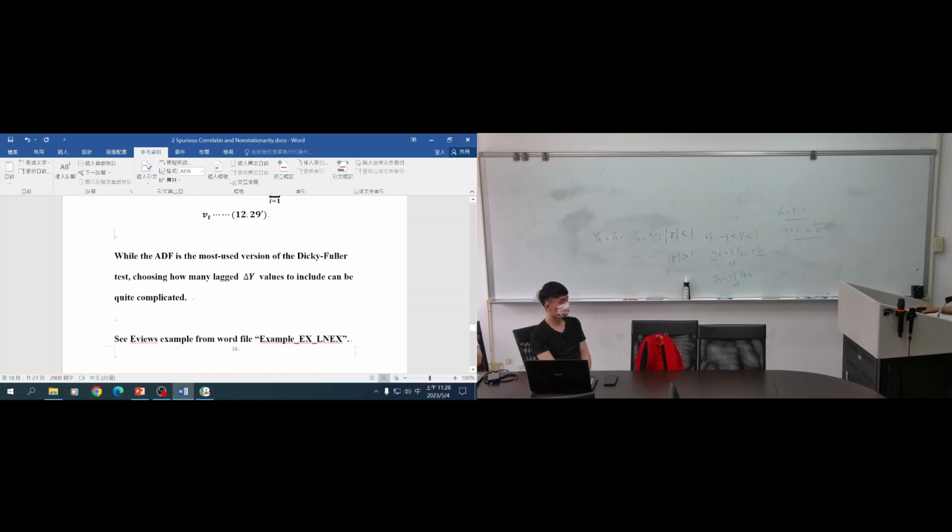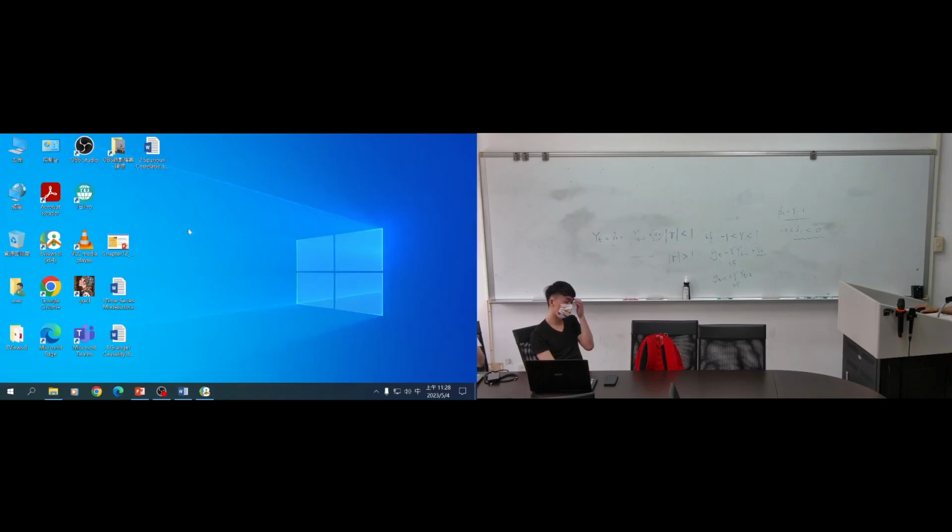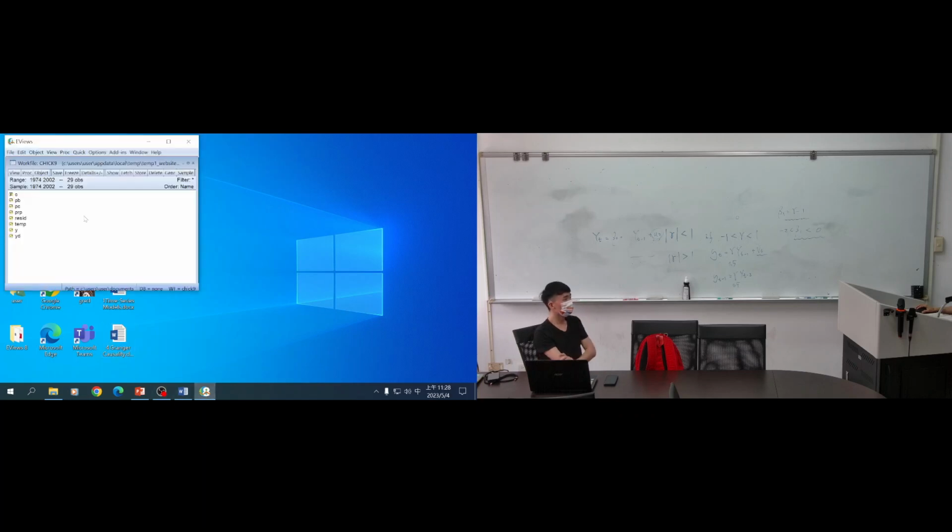Okay, let's see the examples. What example here? Okay, this is an example. We're going to check the Dickey-Fuller test, and the y variable is y. If you don't remember, let's go back to chapter 9. We used this example in chapter 9. Let's see. Okay, chapter 9.